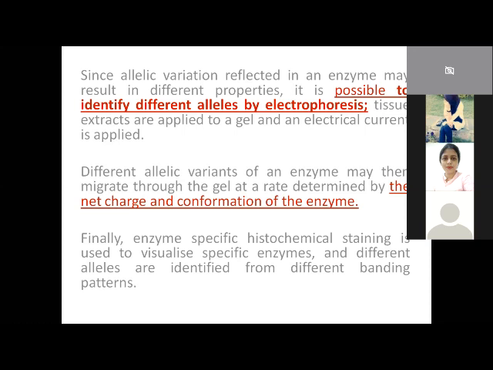So if there is some change in their amino acid sequence, it will result in a change in the net charge as well as the conformation, or the final folding, of the enzyme. If that variation exists in two forms of the same enzyme, and we separate that enzyme through a gel, using a technique known as protein electrophoresis, basically we are applying a charge on the protein.